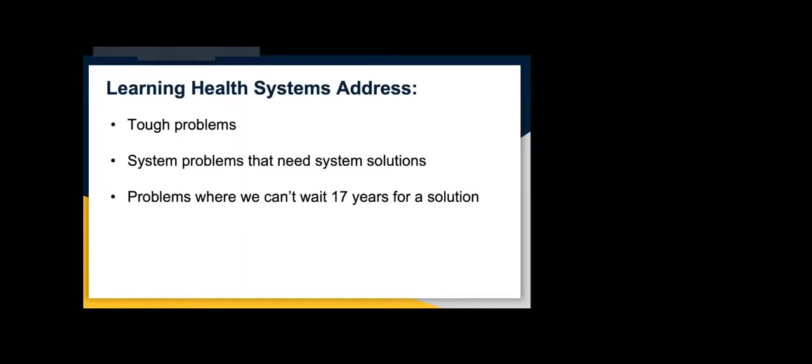Learning health systems also are designed to address system problems that need system solutions. Most problems in healthcare, and out-of-hospital cardiac arrest is no exception, are system problems. The problem is not the people. The problem is the way the people work together and the environment in which they work and a number of other factors that comprise the whole system of care. Learning health systems address system problems that need these kinds of system solutions.